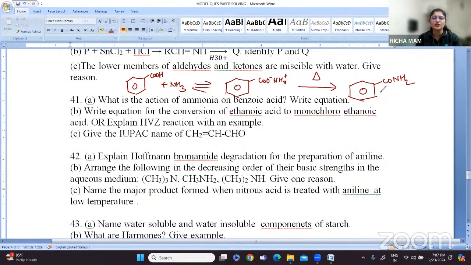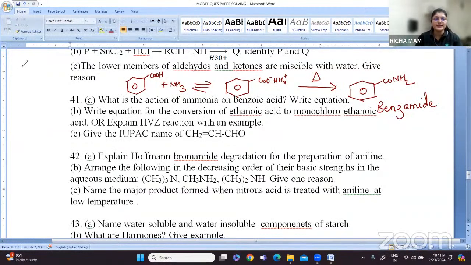So this is the action of ammonia on benzoic acid. Benzoic acid, when it reacts with ammonia, gives ammonium benzoate. When you heat this ammonium benzoate, you get benzamide. Now, the second one is to write the equation for the conversion of ethanoic acid to monochloroethanoic acid, or explain HVZ reaction with an example.